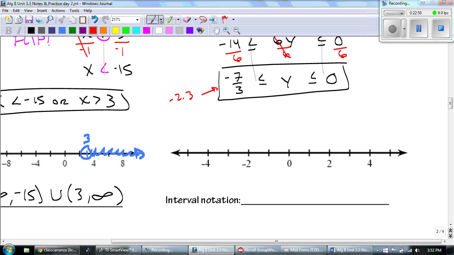All right, so there's negative 2. I need to be at negative 2.3, which is going to be right around there. I like to write down exactly where I'm at. And then at y, or 0, I'm sorry, we're closed at both. Shade it in. And then we have negative 7 over 3 and 0.